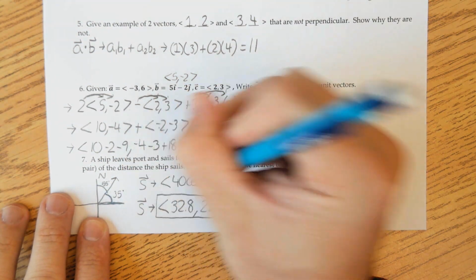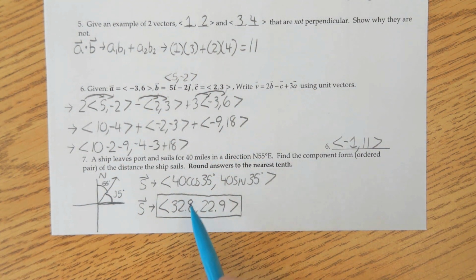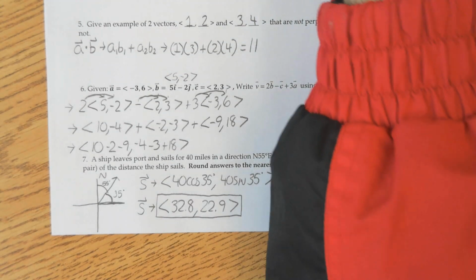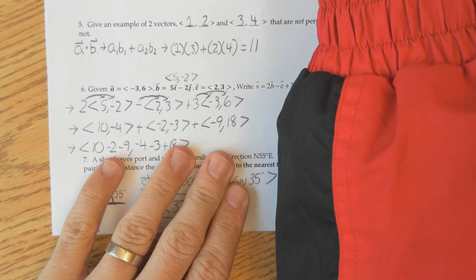Which again, what quadrant are we in? We're in quadrant 1. Both answers are positive, so therefore, great shape. We know that that comes from quadrant 1.